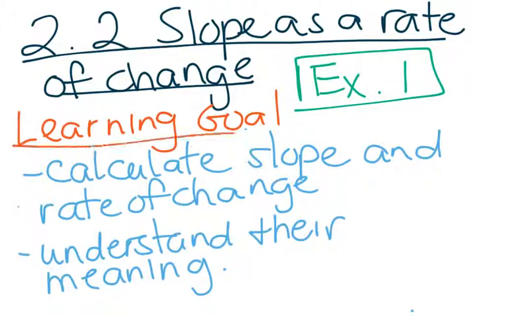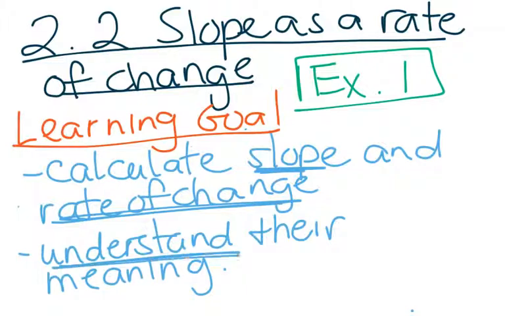The learning goals of this example are that we are learning to calculate the slope and the rate of change of a relation, and we're also learning to understand their meaning. So not only are we calculating, by the end of this lesson, you should also understand what slope actually means, what rate of change actually means.